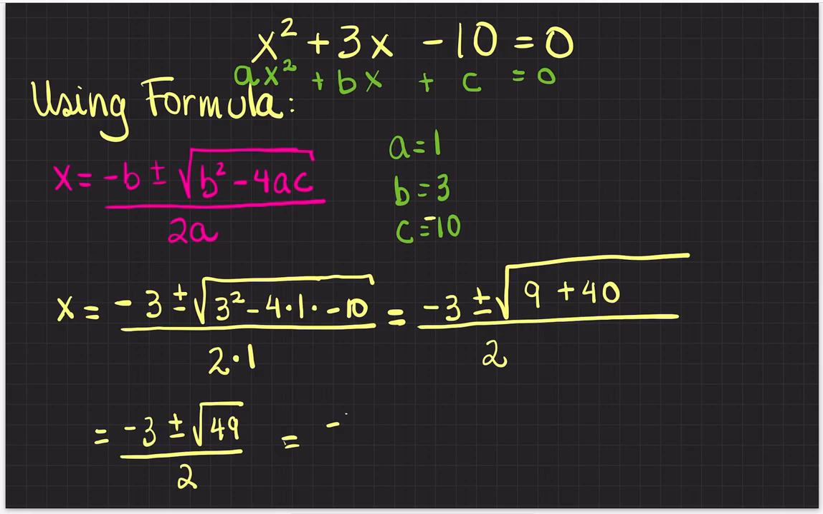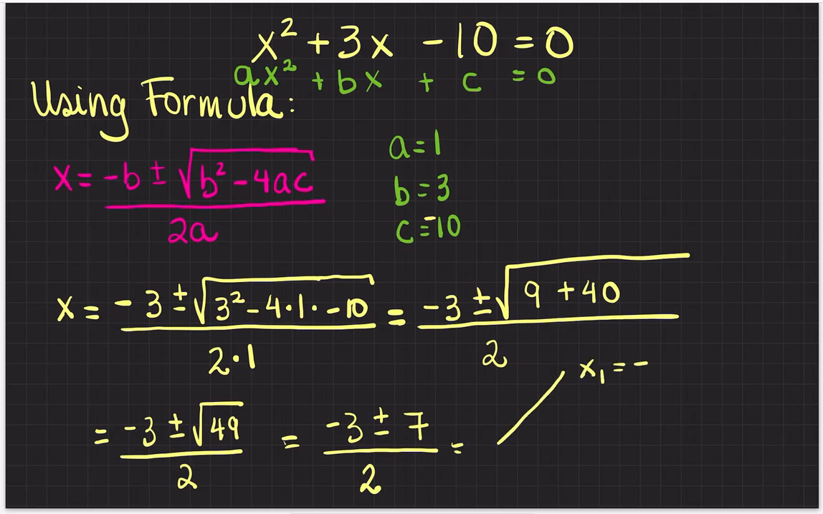So this is negative 3 plus and minus the square root of 49, which is 7. 49 is a perfect square number; 7 to the power of 2 is 49. So divided by 2. At this point I'm ready with this plus and minus to get my two answers. The first one, I'm going to do it using the positive sign. And the second, x2, my second solution, I will get it using the negative sign. So here we go.